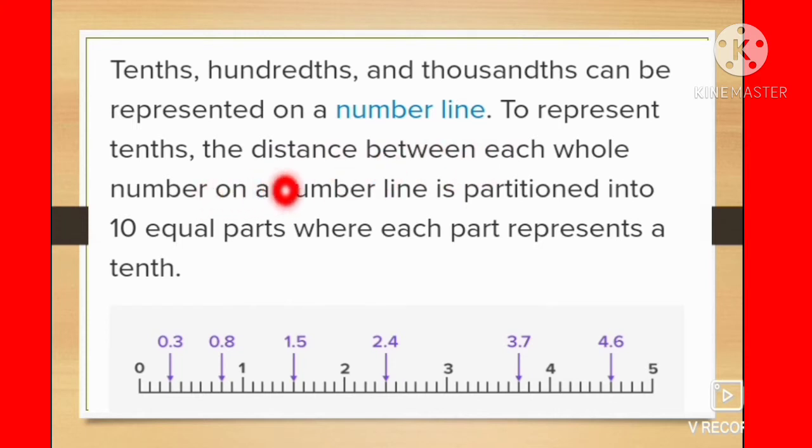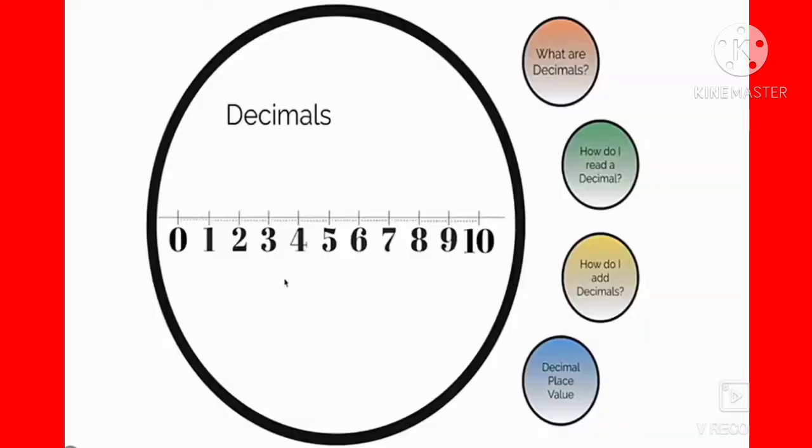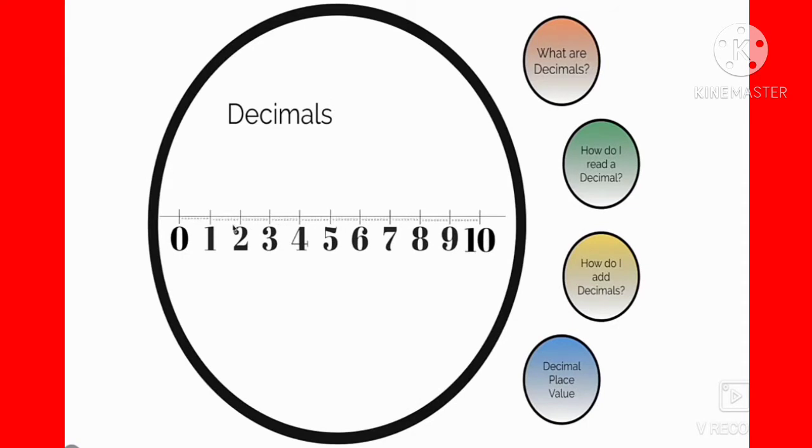Tenths, tens, hundreds and thousands can be represented on a number line. To represent tens, the distance between each whole number on a number line is partitioned into 10 equal parts where each part represents a tenth. When we need to represent decimal numbers on a number line, we need to divide into 10 equal parts.